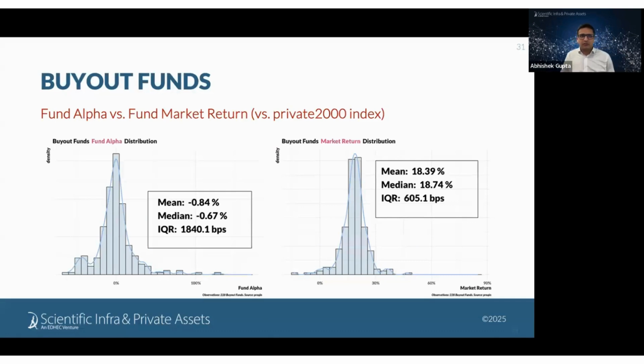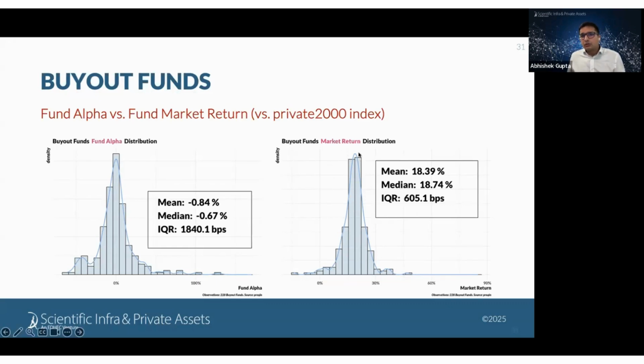Right. Now, this is the crux of the analysis. Here, we have shown you two distributions. On the left side is the alpha calculated with this approach, direct alpha against the private 2000 index, and how much alpha each fund in our sample generates. On aggregate, we see that there is zero alpha, very close to zero. Mean is minus 0.84%, median is minus 0.7%. That means taken in aggregate, all funds together, some funds have positive alpha, some funds have negative, and they tend to offset each other. And in aggregate, there is zero alpha when we have taken a large enough sample.